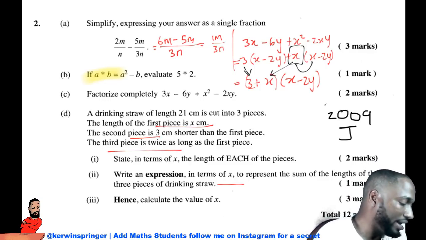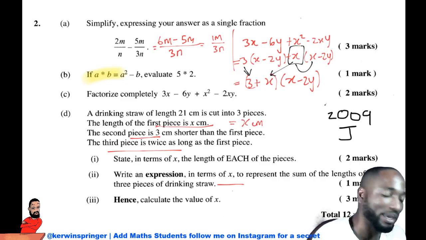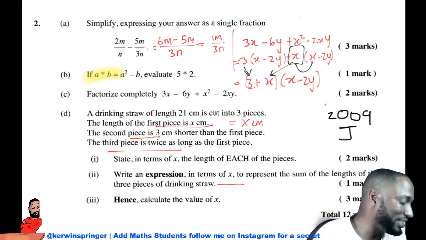Hence, calculate the value of x. State in terms of x the length of each piece. Well, the first piece is just x cm, right? We can put the centimeters out of respect. x cm. The second piece is 3 centimeters shorter.